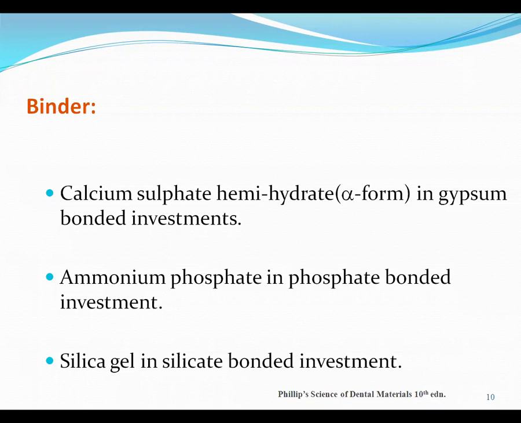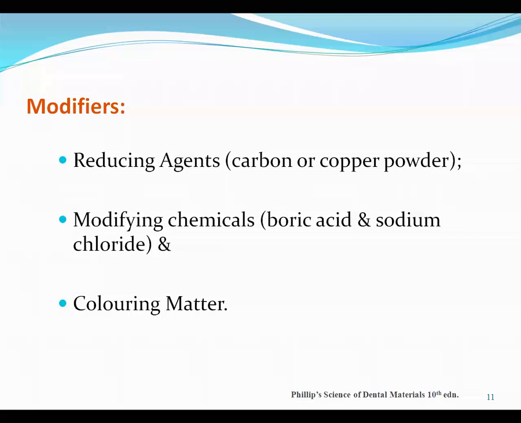The binder for gypsum bonded is calcium sulfate hemihydrate, and for phosphate bonded, ammonium phosphate. Before, phosphoric acid was the binder, but nowadays it is replaced by ammonium phosphate. In silica bonded, silica gel is the binder. In modifiers, there is a reducing agent and modifying chemicals, that is boric acid and sodium chloride. The modifying chemicals regulate the setting time and the setting expansion.